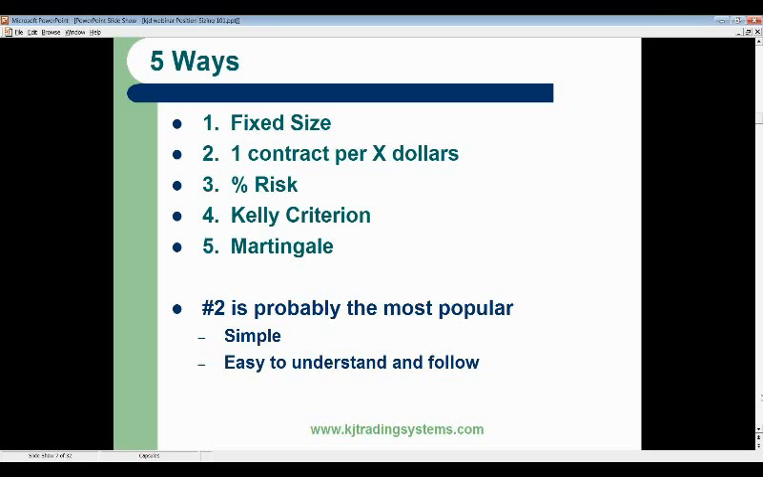Second way is you trade one contract per a certain dollar amount. So let's say $25,000. So if you have $0 to $25,000, you're going to trade one contract. If you have $25,000 to $50,000 in your account, you'll trade 2. If it's 50 to 75, you'll trade 3, and so on and so forth.